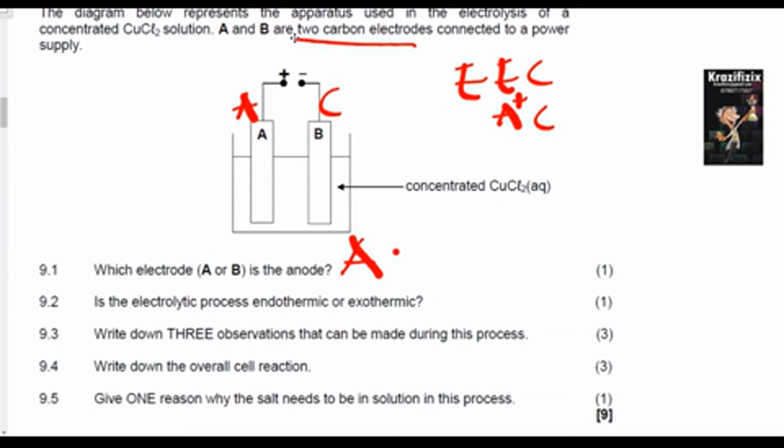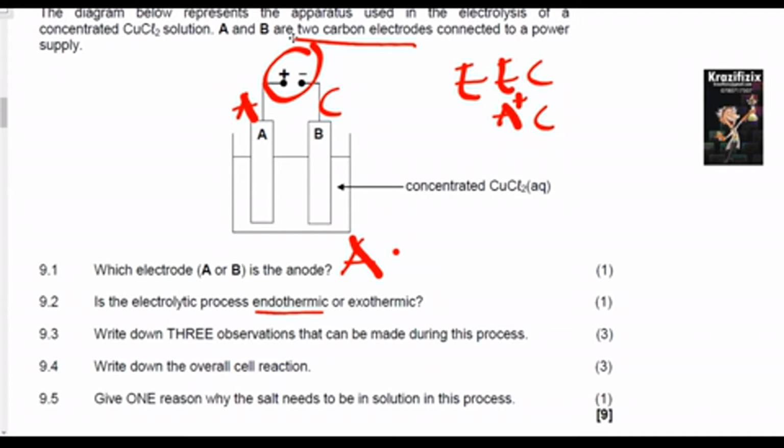Is this electrolytic process endo or exo? We said that this is not spontaneous, so it must be endothermic. If it was spontaneous, it would be exo. But electrolytic cells are not spontaneous. They are driven by electrical energy from a DC supply.